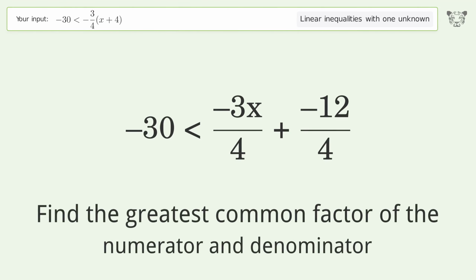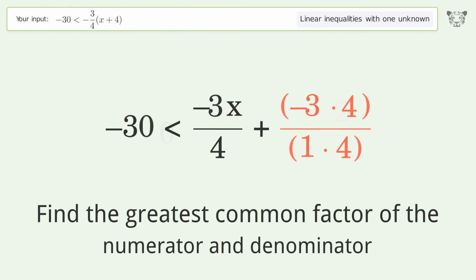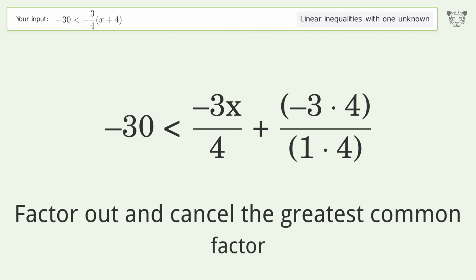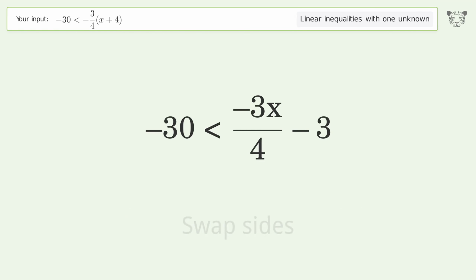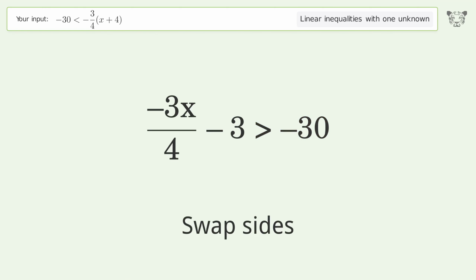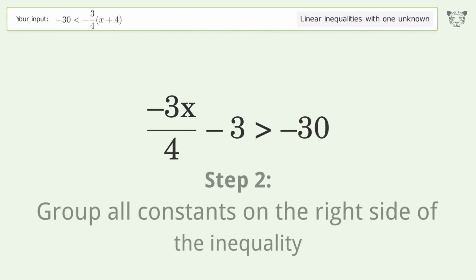Find the greatest common factor of the numerator and denominator. Factor out and cancel the greatest common factor. Swap sides. Group all constants on the right side of the inequality.